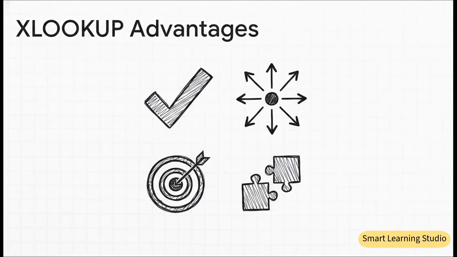So the crucial point is, why is XLOOKUP so much better? First off, it's just plain easier to use. You can finally stop counting columns or rows. Second, like we just said, it searches left or right, up or down. It genuinely doesn't matter where your search column is located. Third, it's inherently more accurate right out of the box. And finally, it's incredibly forgiving. It handles missing values way better than the older formulas ever could.